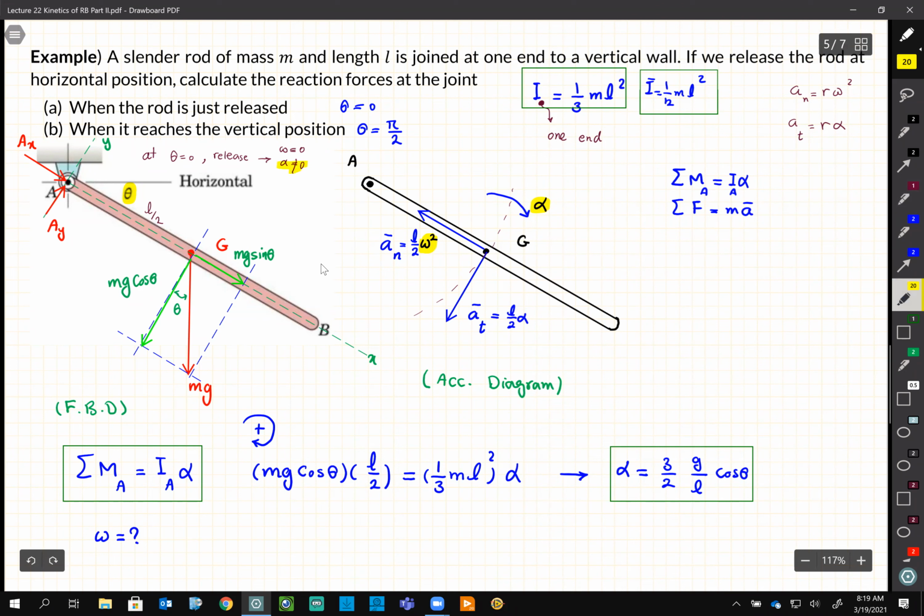Intuitively, something that you need to carefully think about. At the release position, there is an alpha, but omega is 0. So always remember, velocity, either angular or linear, can be 0, but acceleration can be non-zero. Okay, so let me quickly check the question in the chat.